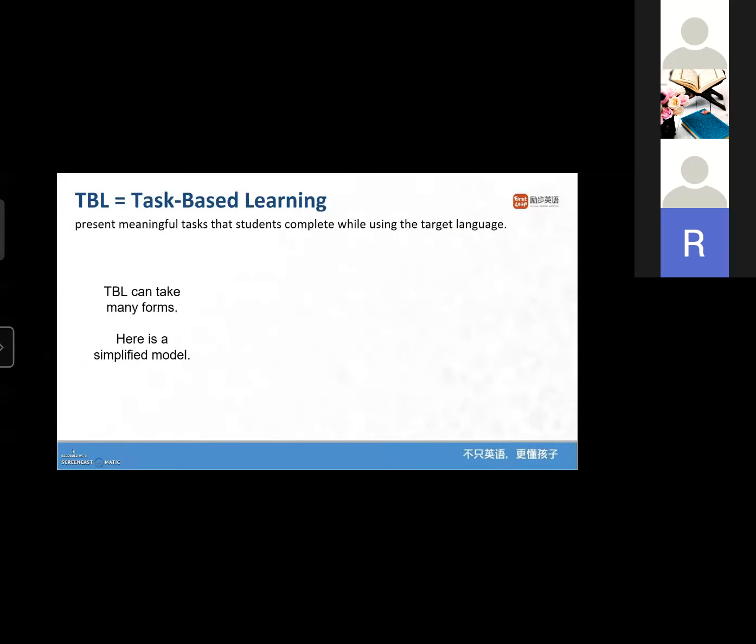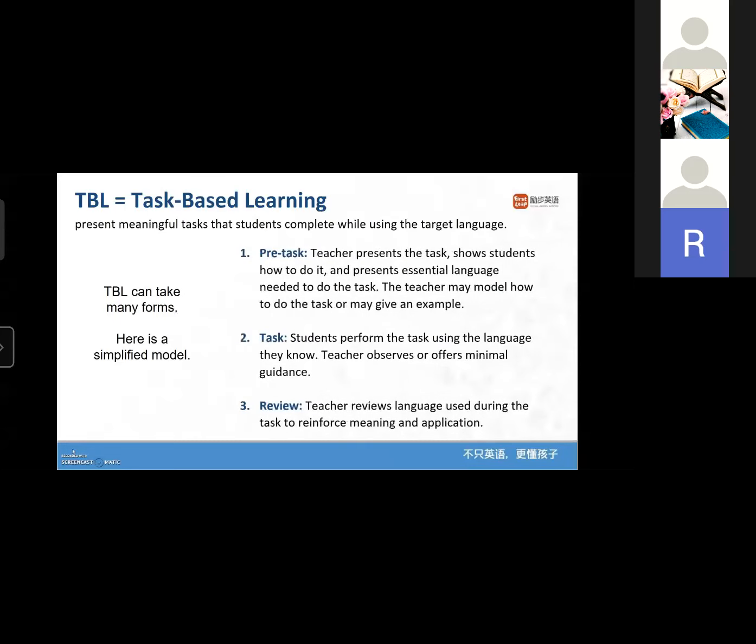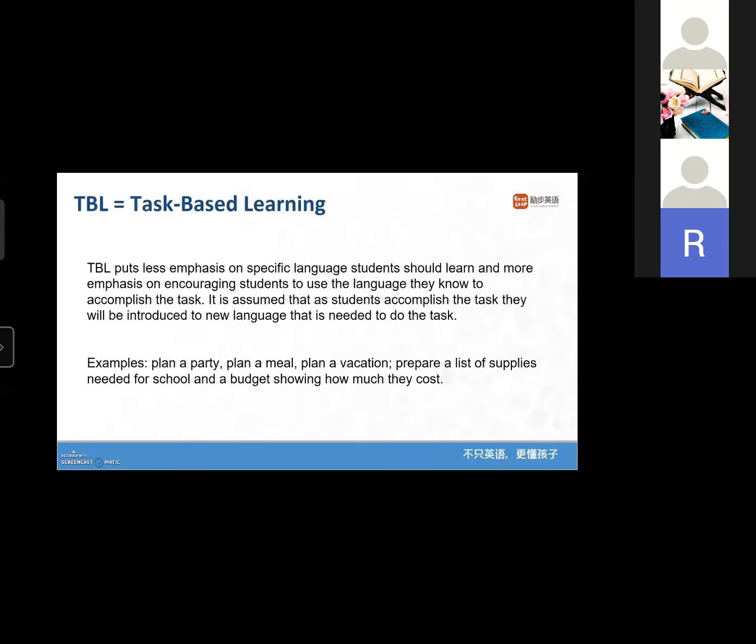TBL processes can occur in many ways, but there's a very basic outline of the model here. It typically follows pre-task activities, such as presenting what the students will do, task activities, so the students can begin to perform the task, and then review and presentation of what the students did. In task-based learning, the teacher might introduce vocabulary or sentence structures that students will likely need to complete the task, but the emphasis in a TBL class is on completing the task, not necessarily on specific vocabulary learning.